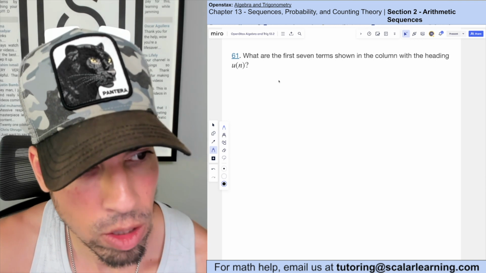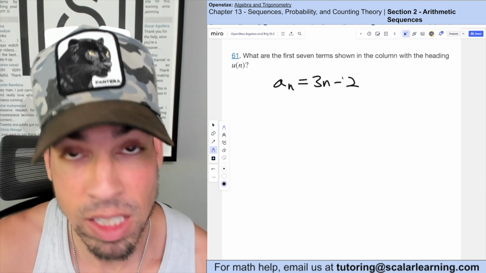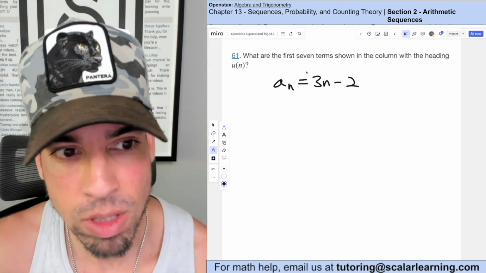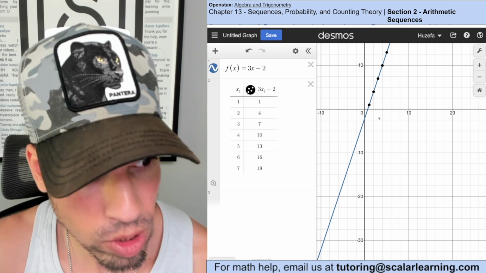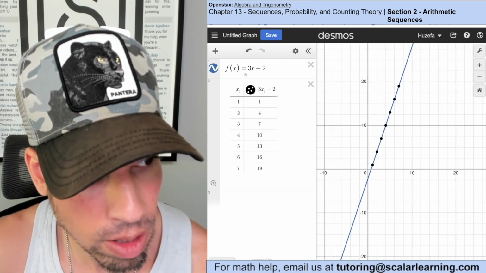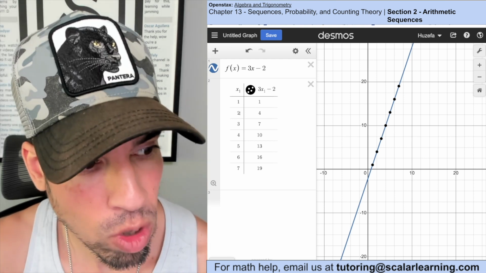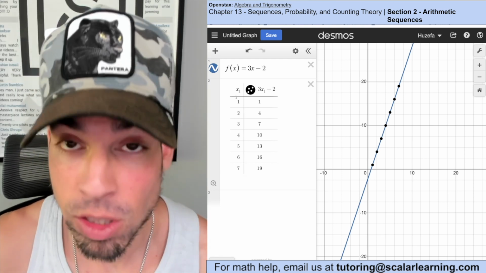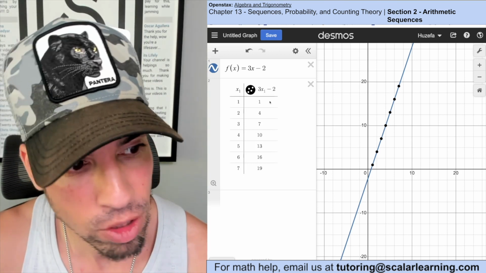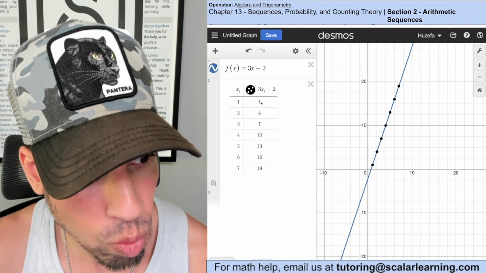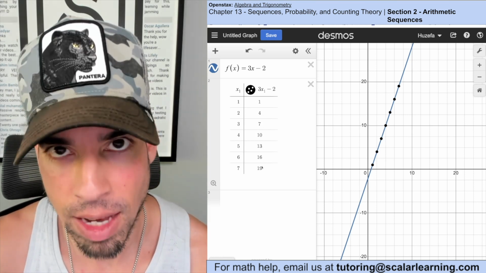So for this one, we know that the sequence is a sub n equals 3n minus 2 for the explicit formula. So we're going to use Desmos to get these first 7 terms. Let's do that now. To show the first 7 terms using Desmos, I made the graph as a linear equation, f of x equals 3x minus 2. And then down here, I put 1, 2, 3, 4, 5, 6, 7 for those n values. I just called it x1. And then here's that explicit formula, 3x1 minus 2. And here are the terms of the sequence, 1, 4, 7, 10, 13, 16, and 19. That's how you do it.